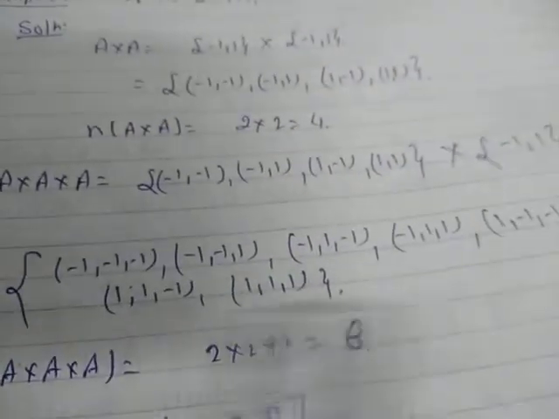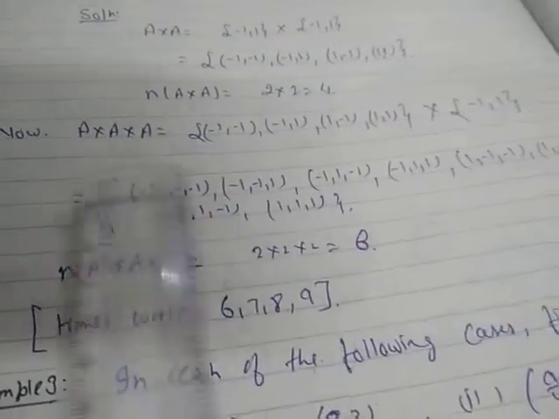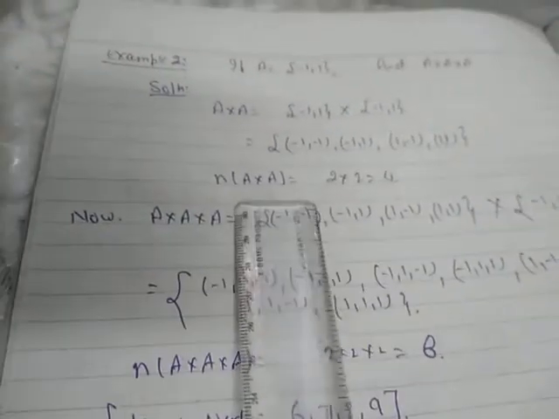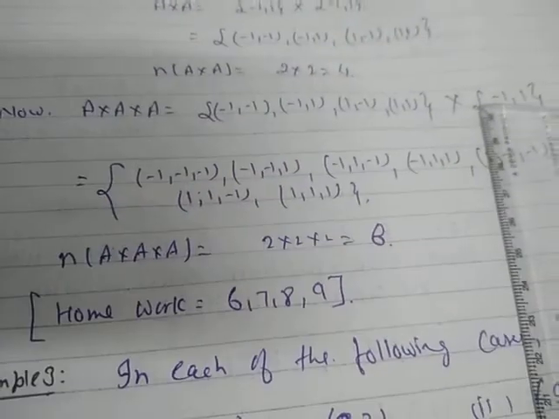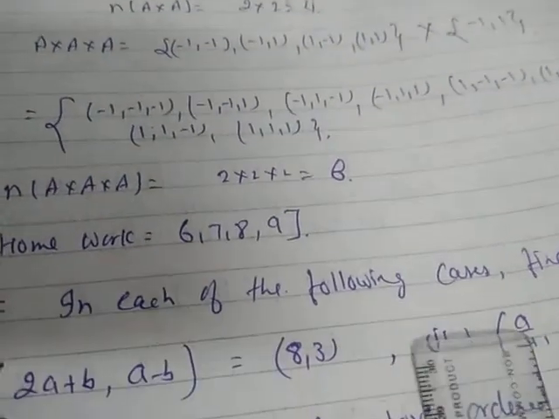This way you have to find A cross A cross A. The number of elements in A cross A cross A will be 2 into 2 into 2, and here A cross A is 2 into 2. Okay, now your homework is, children, questions number 6, 7, 8, 9. Same format. Just see here. Question number 6. A cross B is given. Find A and B. Elements, ordered pairs are given.